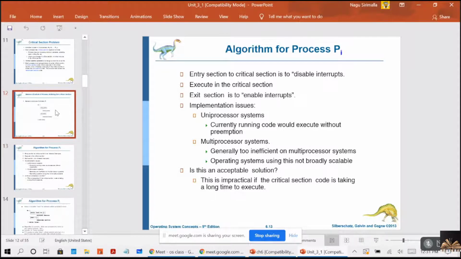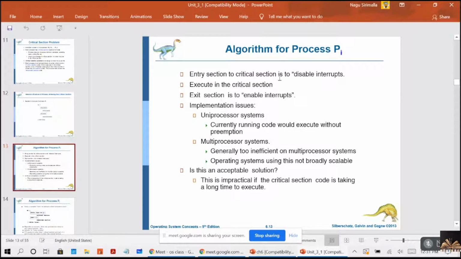So if you see the critical section problem, how this is going to be done is: the entry section to the critical section is to disable interrupts, right? That means when one process is entering into the critical section, in the entry section all the interrupts will be disabled. That means no other process is allowed to interrupt. Now execute in the critical section, and the exit section is to enable interrupts. Now you are allowing the other processes to request for the critical section.